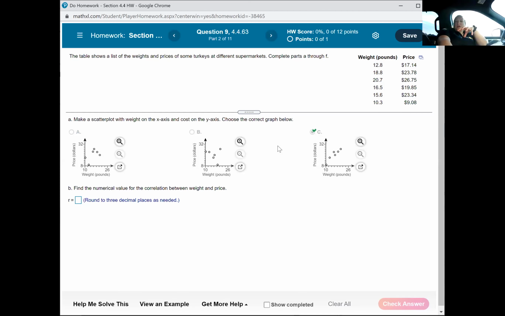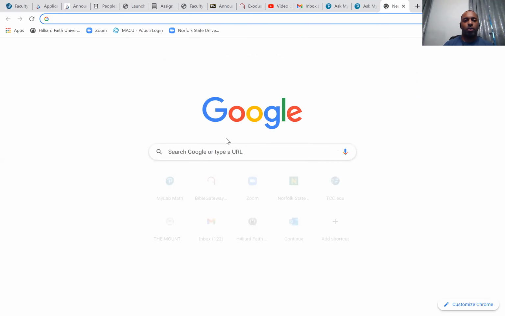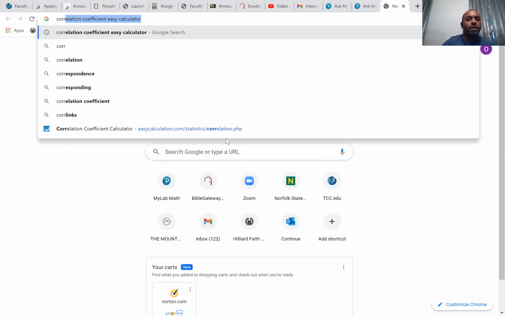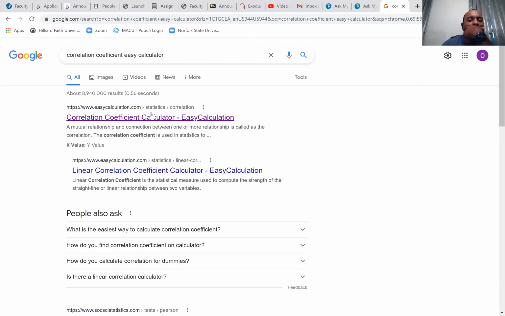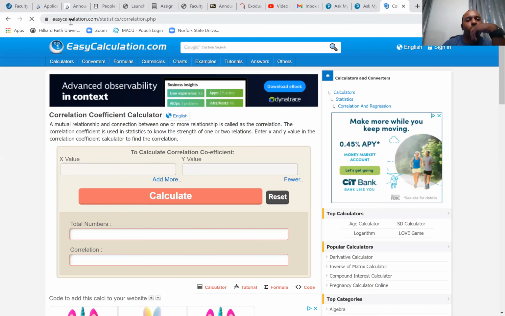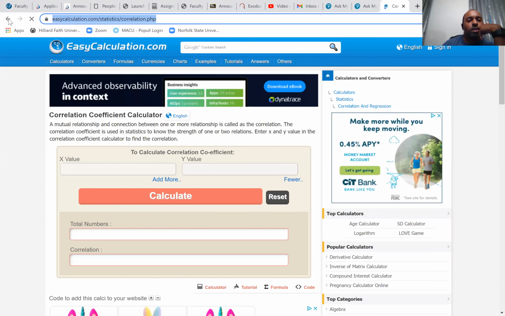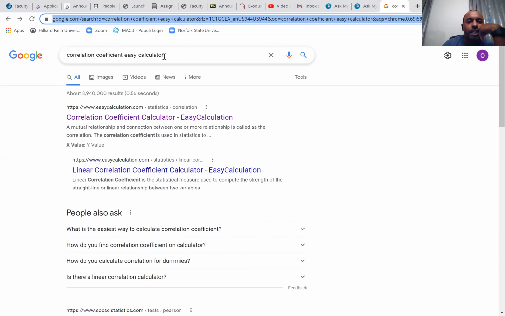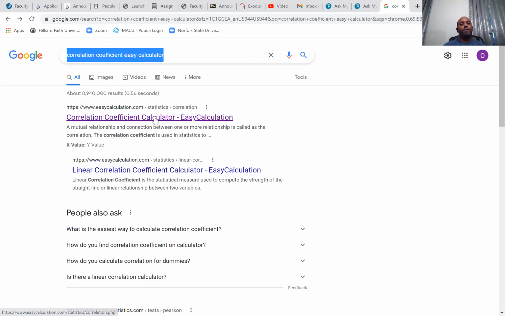What are you talking about, this problem right here? Yeah. So this one, what you do is you take these data values. Now, R is your correlation coefficient. So you just go to Google and search correlation coefficient easy calculation, and that first one right there. You just type in those values and it'll give you the answer. That first one will work for you to find R.